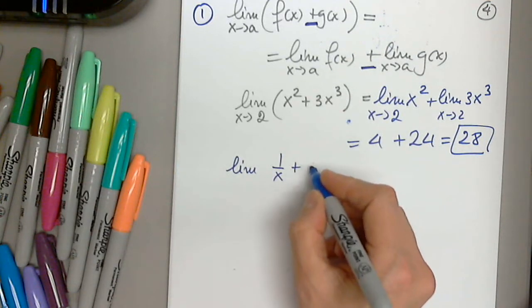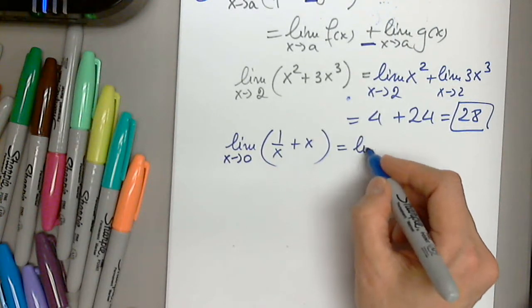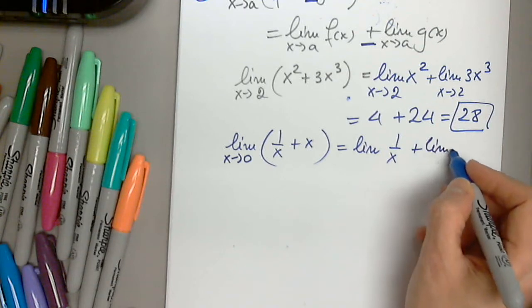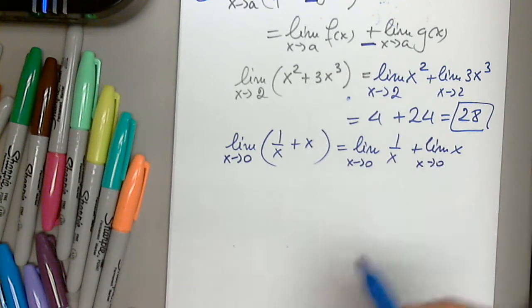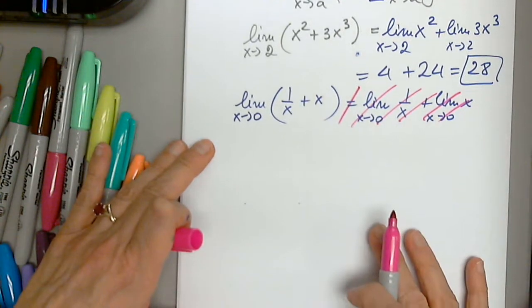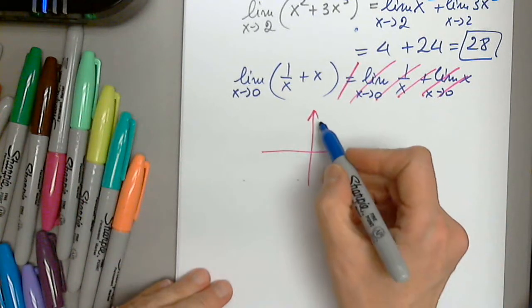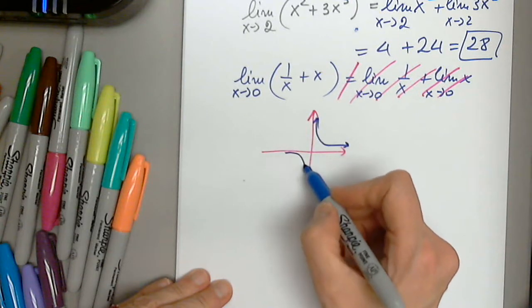The limit of 1 over x plus x when x approaches 0. Question: can I write the limit of 1 over x plus the limit of x as x approaches 0 from either side? No. This one is okay. What is this limit here? 0. Perfect. 0 is a number, that's fine. But what about this one? 1 over 0 is not a number. Exactly. Because we graphed 1 over x last time, I cannot write this. Very important graph. Let's graph it again. This is the graph of 1 over x.